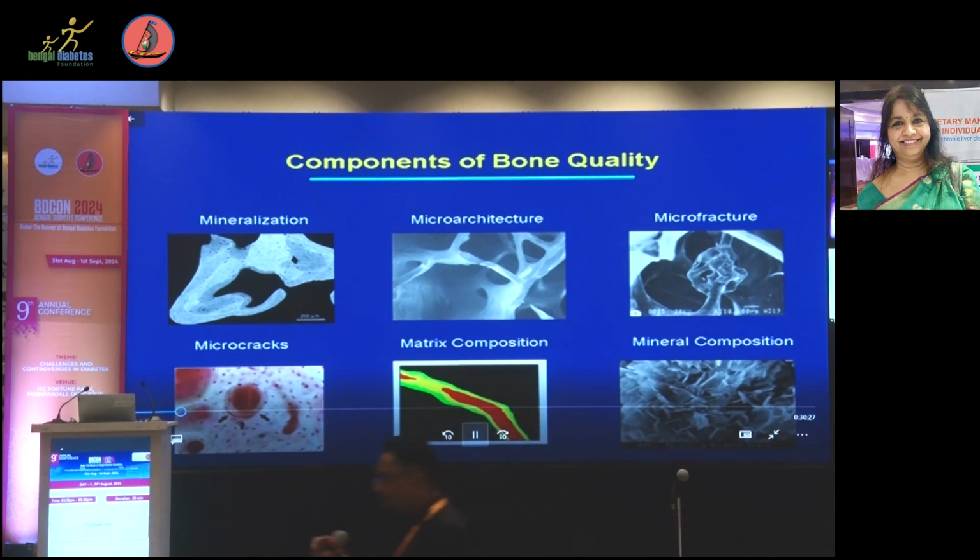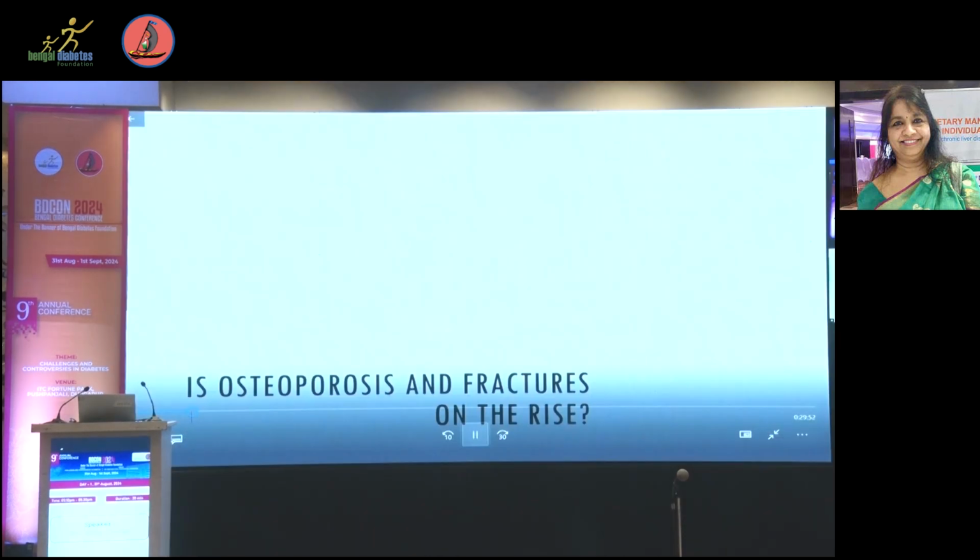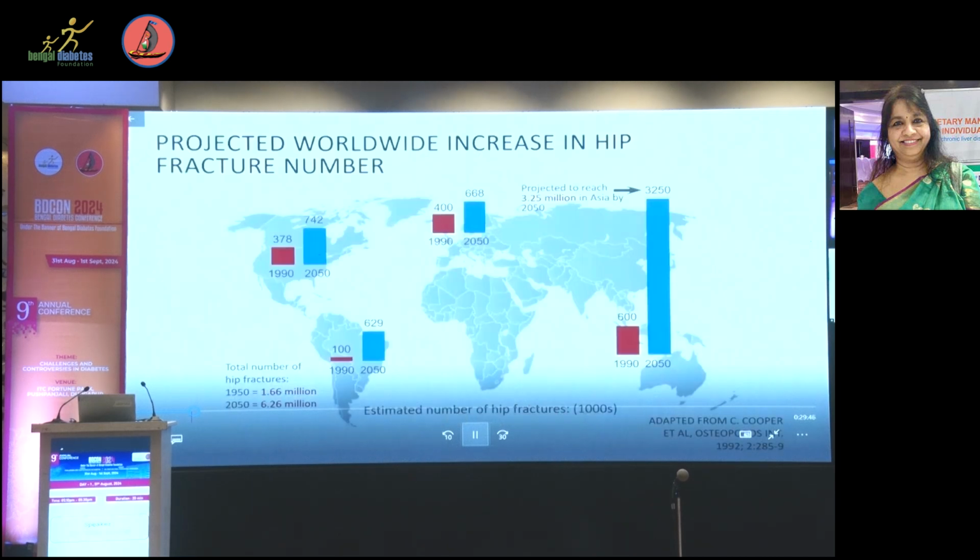And bone quality is made up of a lot of different features, from mineralization to matrix composition to micro cracks and micro fractures. Why this is important is that some people may have the same bone mass if you do a bone density, but one may fracture and the other may not fracture easily, and that may be because of bone quality. And bone quality changes with age and with medical conditions, so we'll talk about that as well.